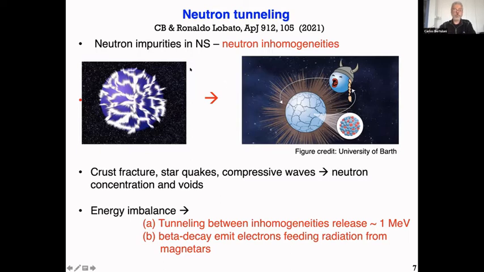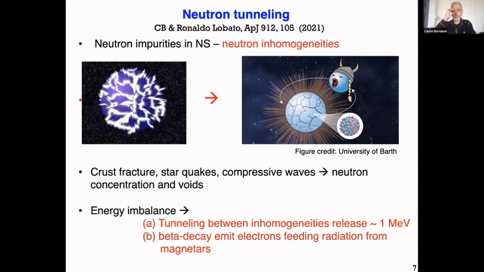We propose a different thing. We propose something which comes from nuclear physics directly, which is neutron tunneling. Our idea is the following. Something happens to the neutron star, like a crust fracture, which can lead to elastic waves propagating in the crust and can lead then to inhomogeneities, where you have more neutrons packed in a smaller space and voids of neutrons in nuclei, which can then migrate to other nuclei by tunneling, because neutrons tunnel much easier than protons, right?